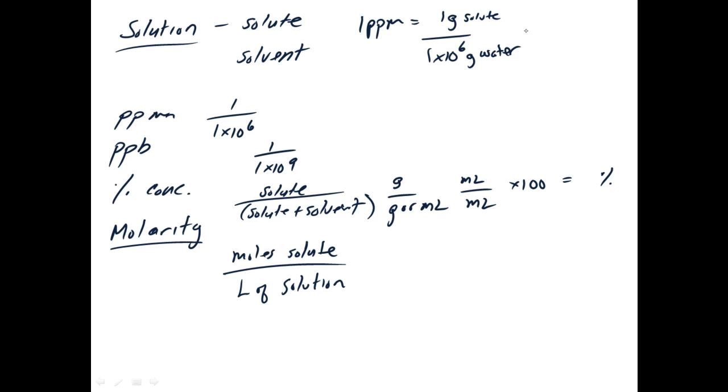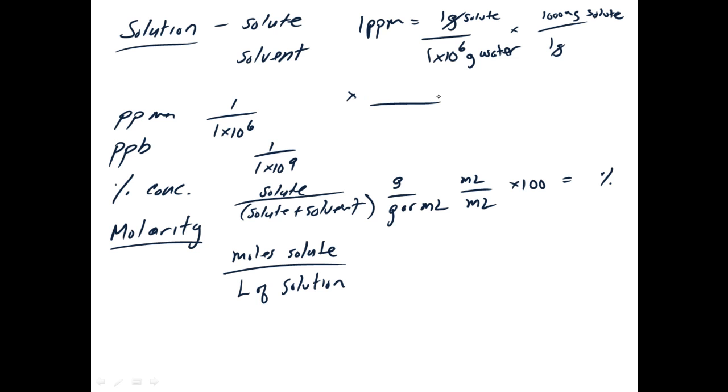Now, we can change the grams of solute. 1 gram of solute is equal to 1,000 milligrams of solute. All we're doing here is changing our units from grams to milligrams. So 1 part per million can be thought of as 1 gram per million grams of water, or 1,000 milligrams per million grams of water.